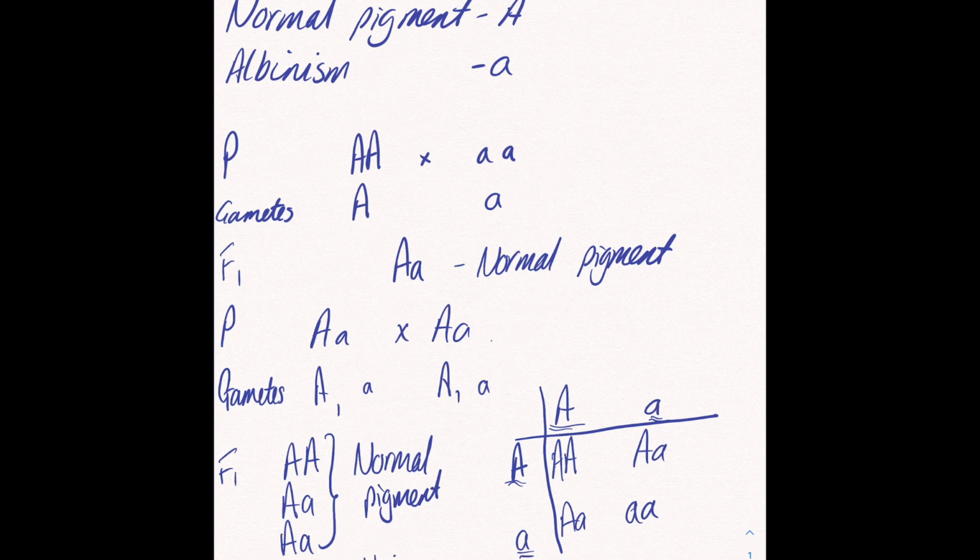Okay, if you want to do this as a ratio, you would say there was a 3:1 ratio, dominant to recessive. You could also do it as a percentage, so you would say that there was a 25% chance of any child being albino.